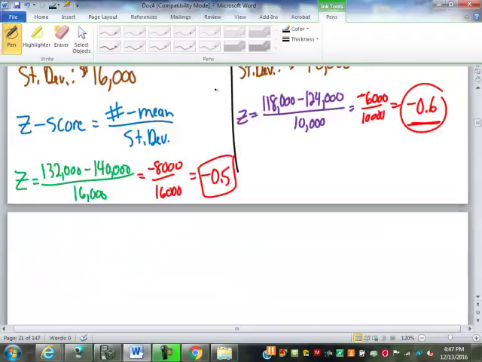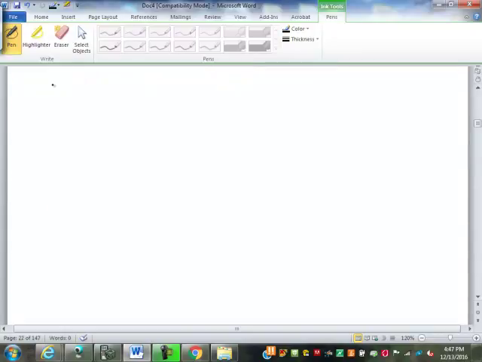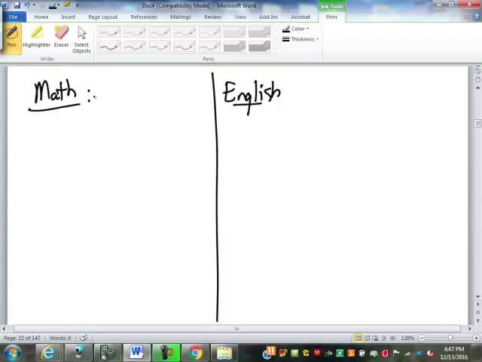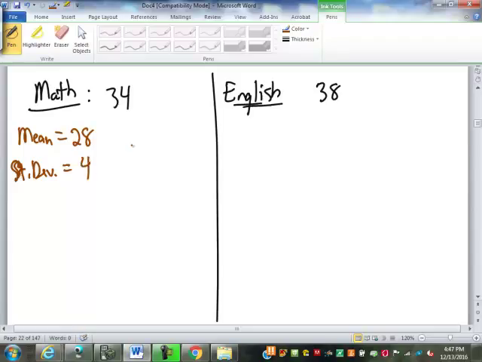Let's look at another way. Let's say you take your entrance test to get into school. You take a math test, you take an English test. On the math test, you score a 34. On the English test, you score a 38. You think, well, you did way better in English than you did in math. But let's say the mean in math is 28 with a standard deviation of 4.